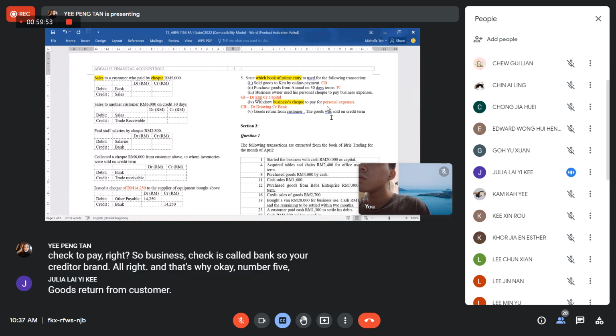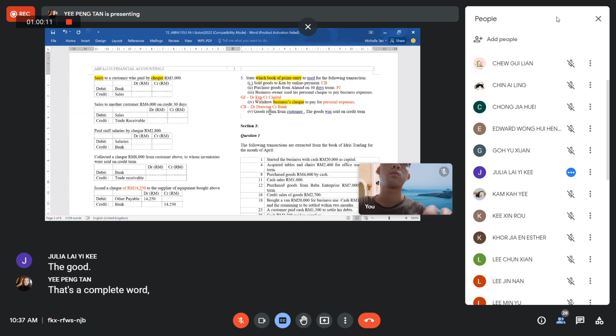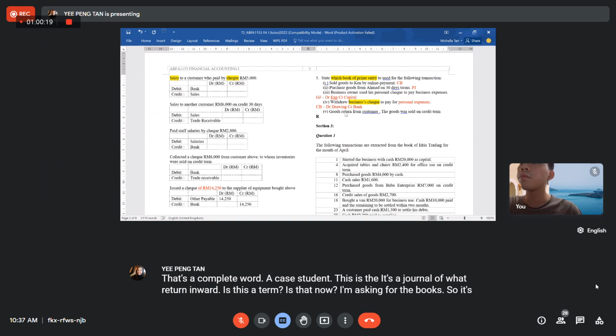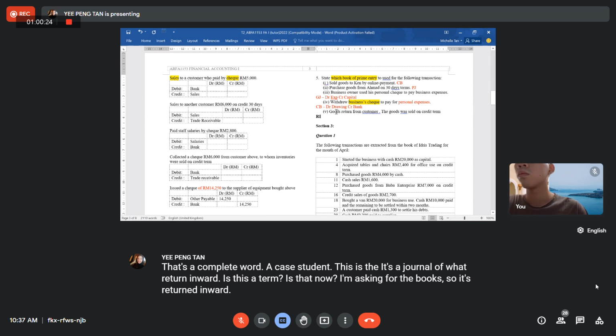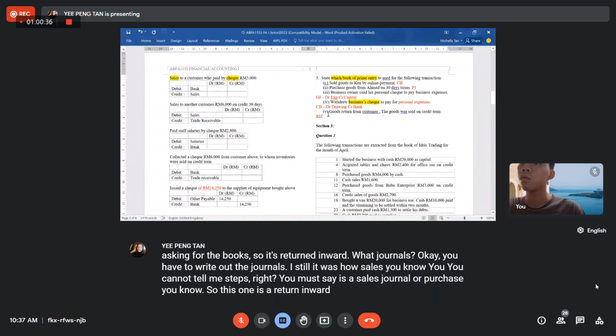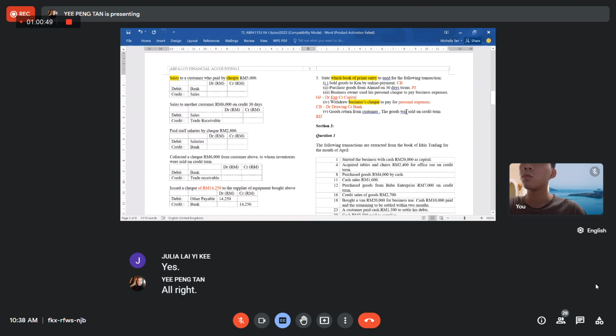Goods returned from customer. The goods were sold on credit term. Returned inward. Okay, returned in what? The goods. That's a complete word. Students, is this a journal or what? Now I'm asking for the books. So it should be written in what? Journals. You have to write out the journals. Like sales, you cannot tell me sales, you must tell me it's a sales journal or purchase journal. So this one is the returns inward journal. I know it's a returns inward transaction, but you will enter it in the returns inward journal. Okay, understand? All right. Any question for this part, number 5? Question 5.